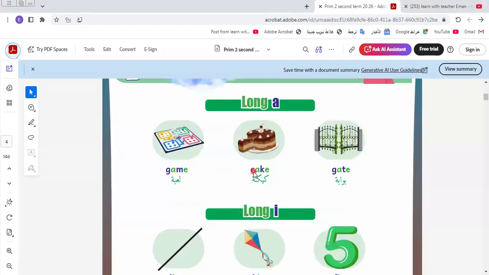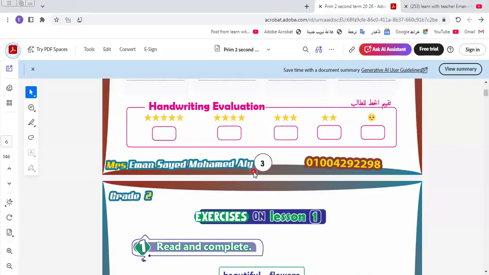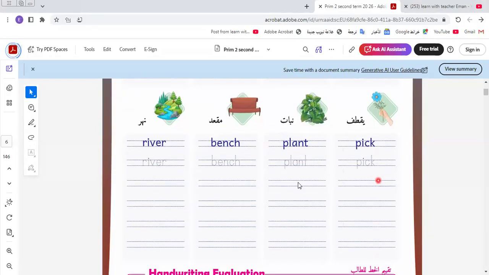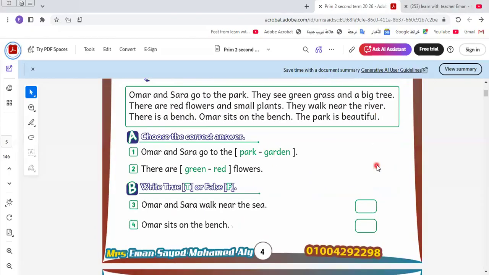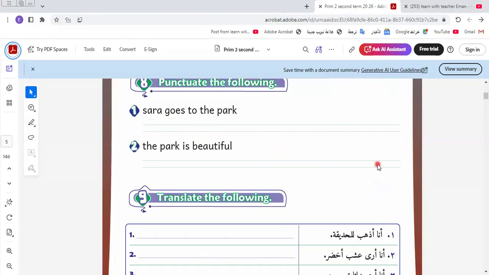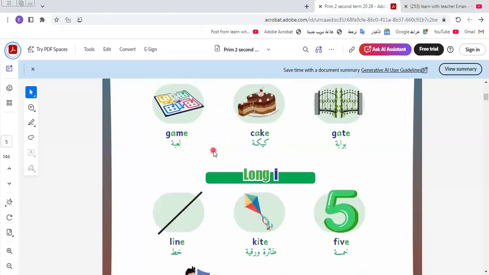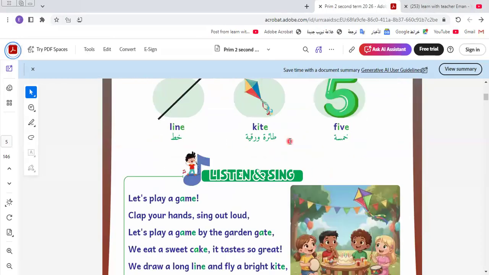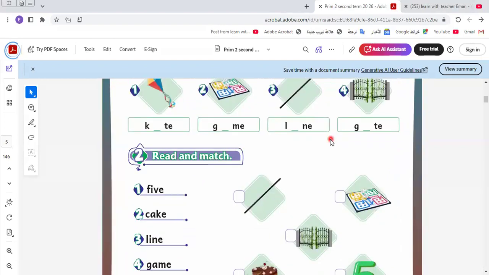Let's continue. Last class we learned some vocab like park, flower, grass, tree, river, pinch, plant, and pick. We also learned the long vowels with letter A and letter I, like game, cake, gate, lion, kite, and five. All these we learned in the last video.